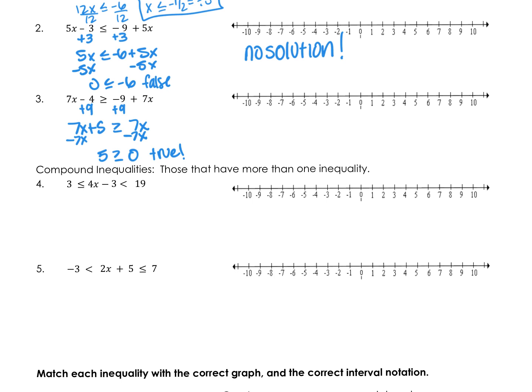Well, what does that mean if it's true? That means it's going to be true no matter what x is, right? x can be any number in the world, and this will be true. So that means it's all real numbers, right? Every single x is a solution. All real numbers. So it would be the entire number line. So you can do big old arrows in both directions.